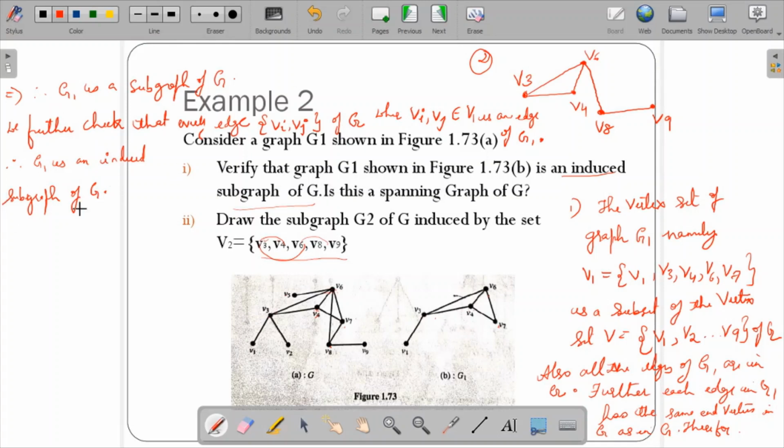Is this a spanning graph? Since vertex 1 does not belong to the existing vertices, G1 is not a spanning subgraph. So this explanation was for the first point. For the second point, we directly draw this particular graph. I hope it's clear with example 2. Let's solve example 3.